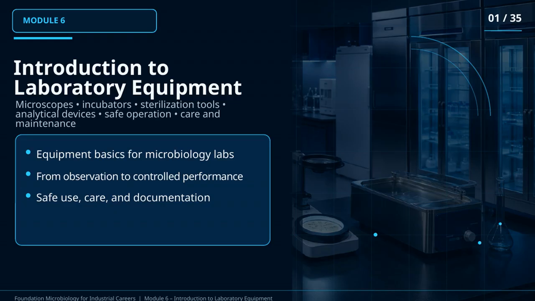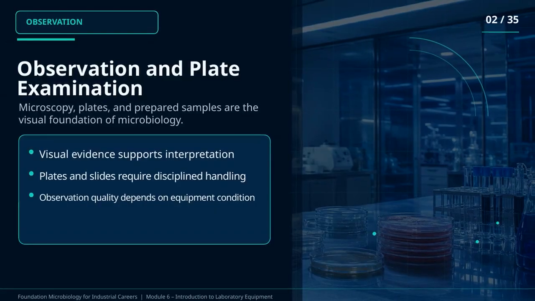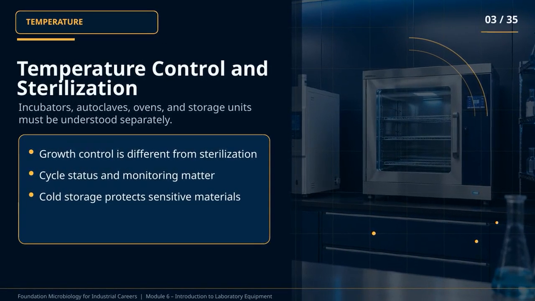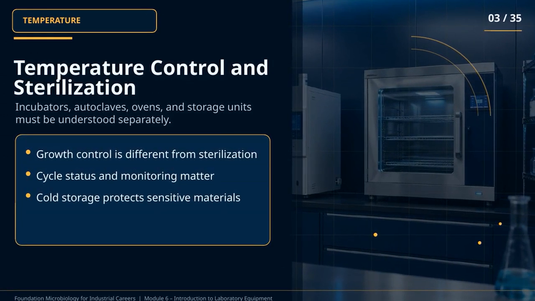Microscopy, plate examination, and prepared samples provide the visual foundation for many microbiology activities. Careful observation helps analysts recognize morphology, colony appearance, and important visual changes in samples. Temperature control and sterilization equipment must be understood as separate systems with different purposes. Incubators support controlled growth, while autoclaves, ovens, and cold storage units control material condition or microbial risk in different ways.